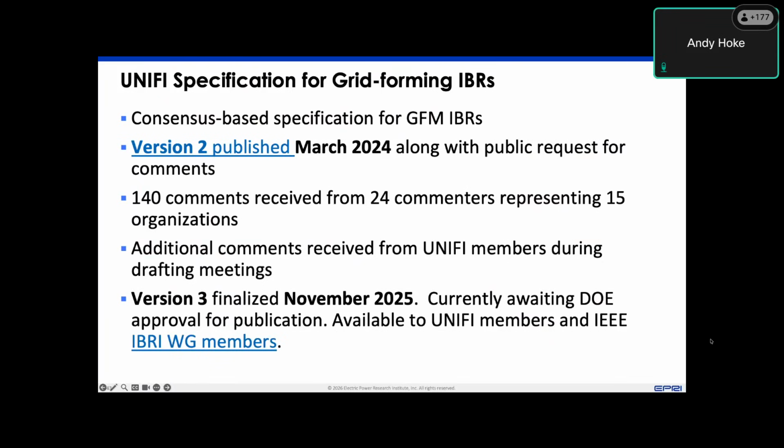And UNIFI is doing a whole bunch of things related to grid forming inverters. One of the things we've been doing in UNIFI is working on specifications for grid forming inverters, meaning if we say an inverter is grid forming, what does that mean? How do you know what requirements it meets?